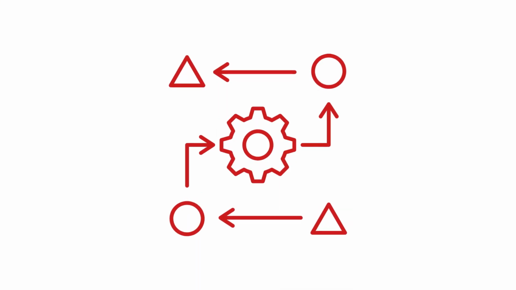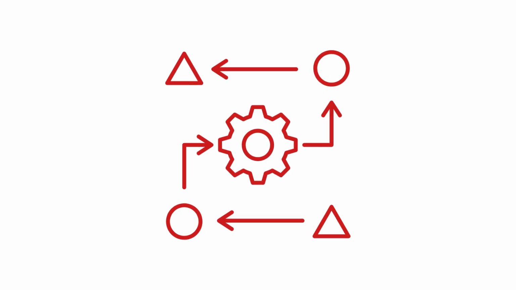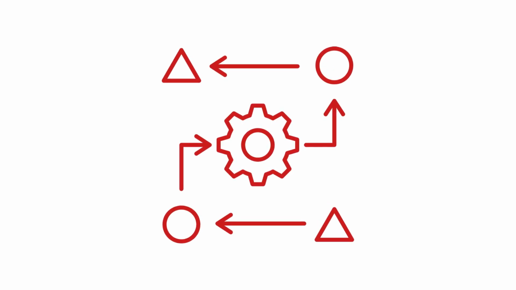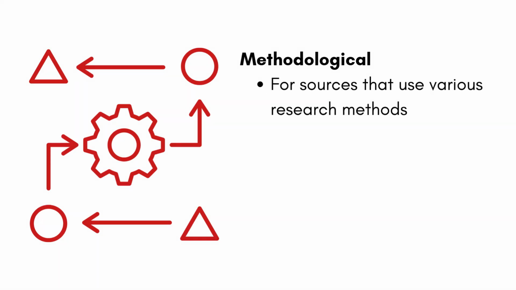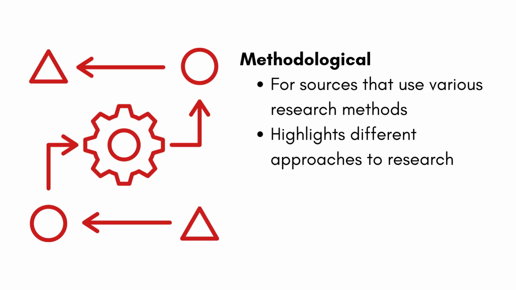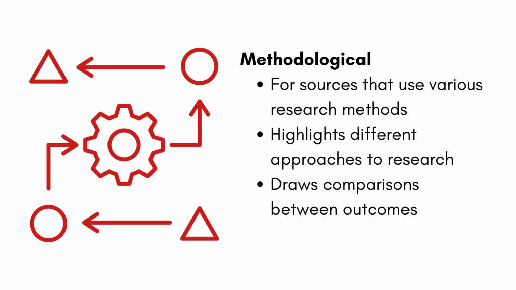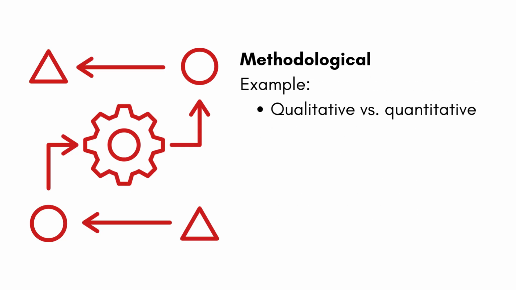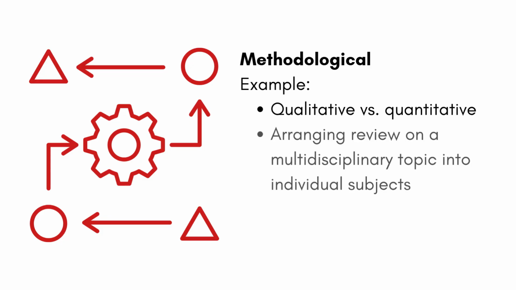If your topic leads you on an exploration of sources that use various research methods, another way you might want to organize your review is by methodology. Organizing your research methodologically allows you to highlight the different approaches to research related to your topic and draw comparisons between the outcomes of these different methods. For example, you might look at the difference between qualitative and quantitative studies, or arrange your review by individual subjects related to a multidisciplinary topic, such as dividing research on a gender studies topic into historical sources and sociological sources.